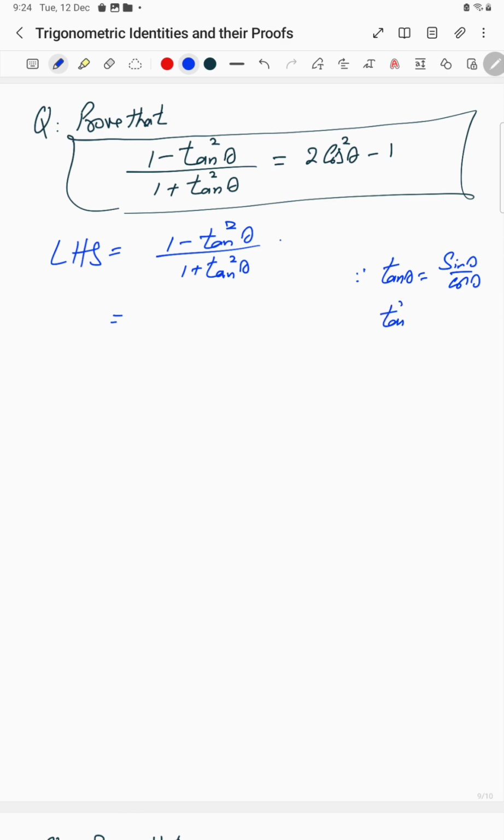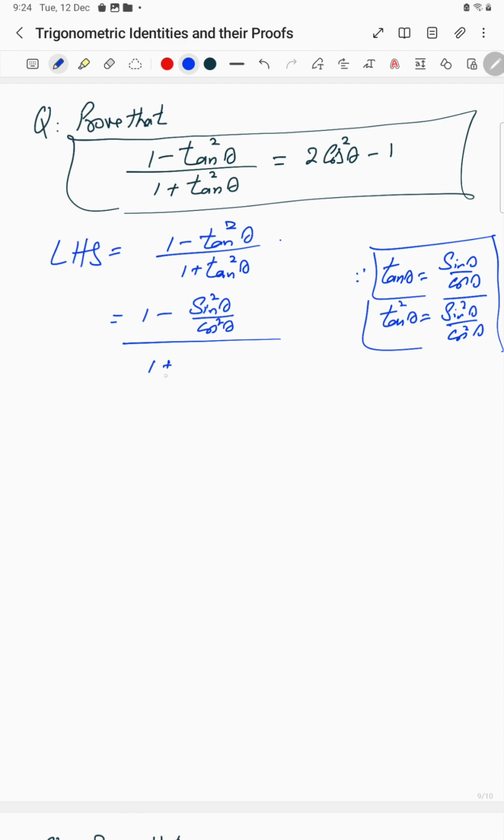It becomes tan square theta will be what? Yeah, it will be sin square over cos square. Apply these rules in the given identities. 1 minus sin square theta over cos square theta, divided by 1 plus again sin square theta over cos square theta. Right, now simplify the terms from the numerator and denominator.